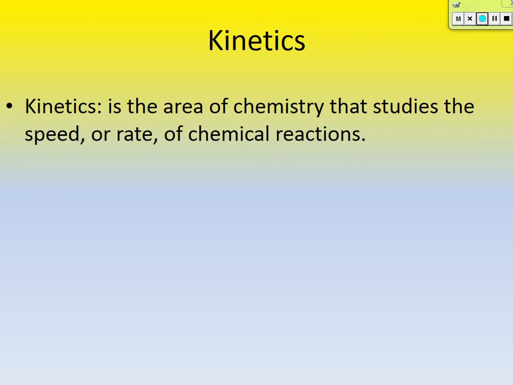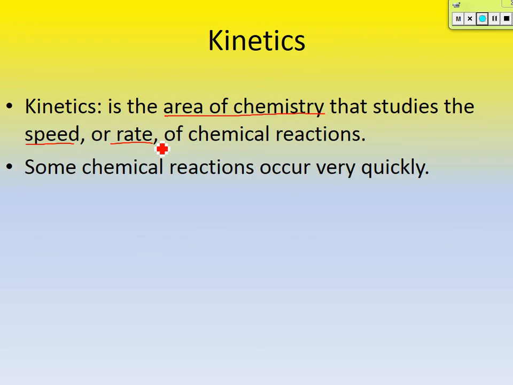So let's get started. I'd like you to have your guided notes out. It's Chapter 5 guided notes. This chapter is titled Kinetics. So I'd like to start with the definition of kinetics. Take a second and jot this down. Kinetics is the area of chemistry that studies the speed or the rate of chemical reactions. So it's a whole area of chemistry, and we're studying the speed, or you're going to hear this a lot, the rate of a chemical reaction.